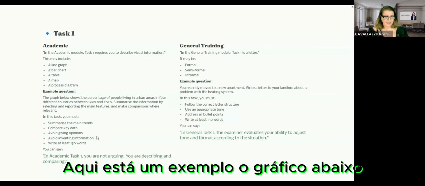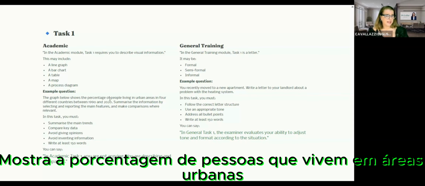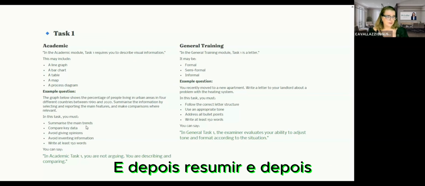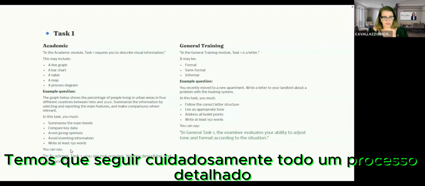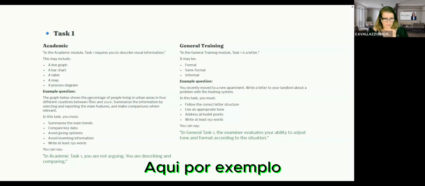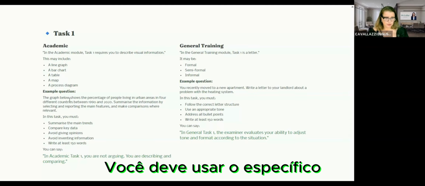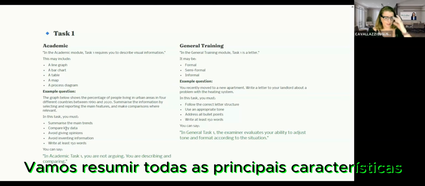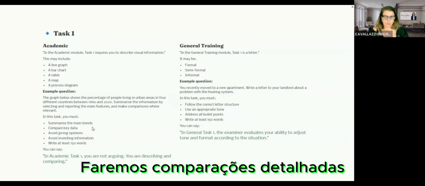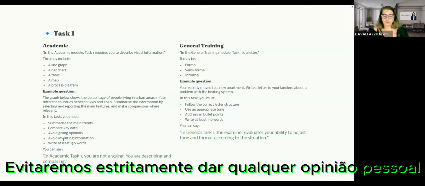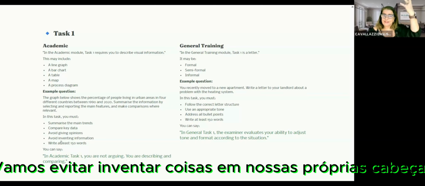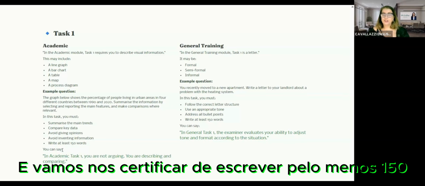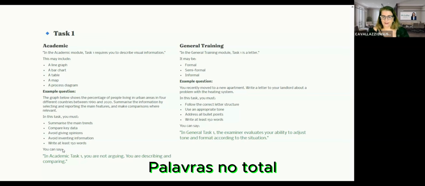styles. Here's an example. The graph below shows the percentage of people living in urban areas. And then summarize. And then we have to carefully follow a whole detailed process here. For example, you must use the specific structure that I will teach you throughout these lessons. We will summarize all of the main traits. We will make detailed comparisons. We will strictly avoid giving any personal opinions. We will avoid making things up in our own heads. And we will make sure to write at least 150 words in total.